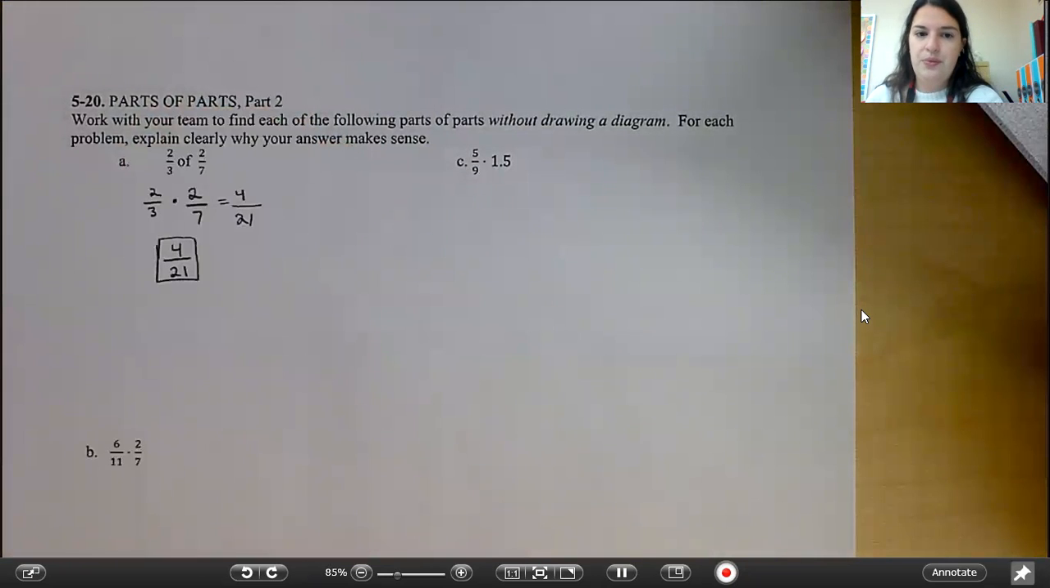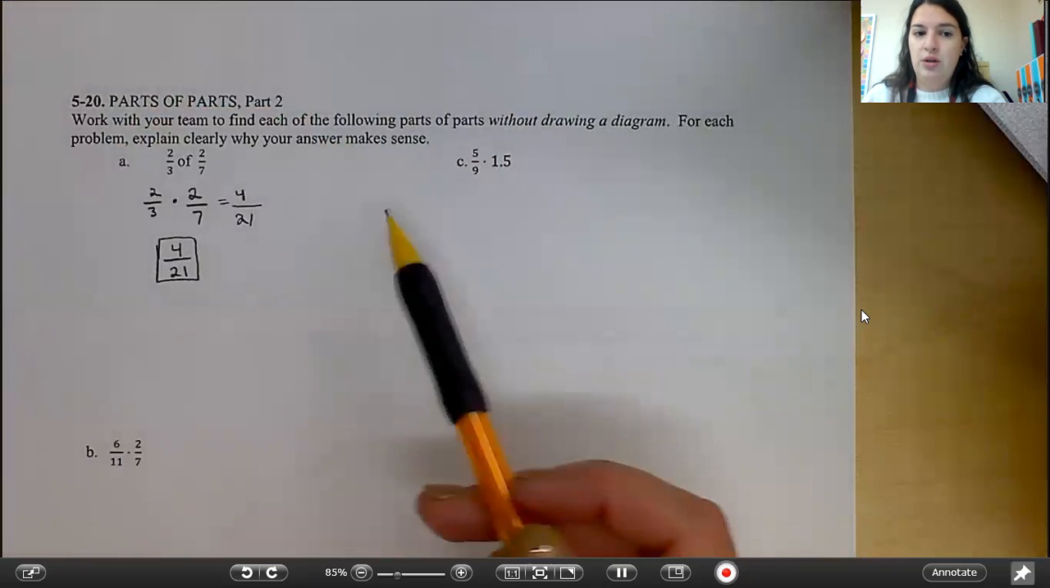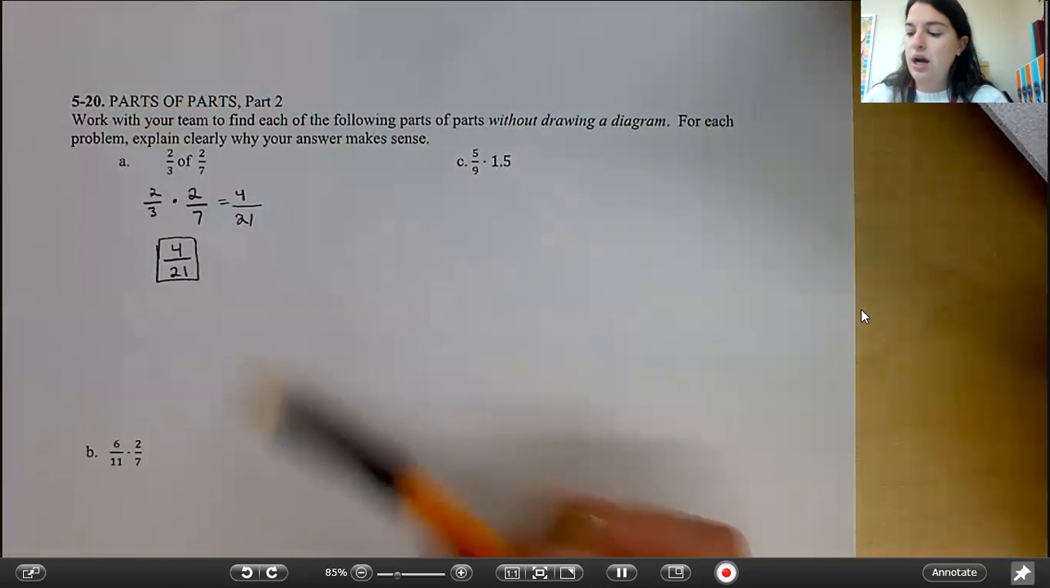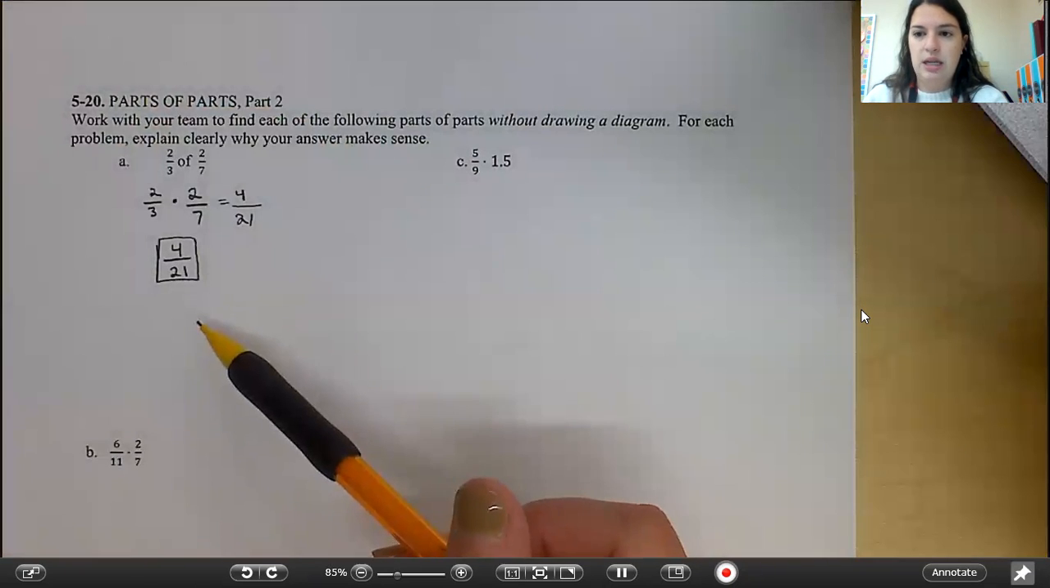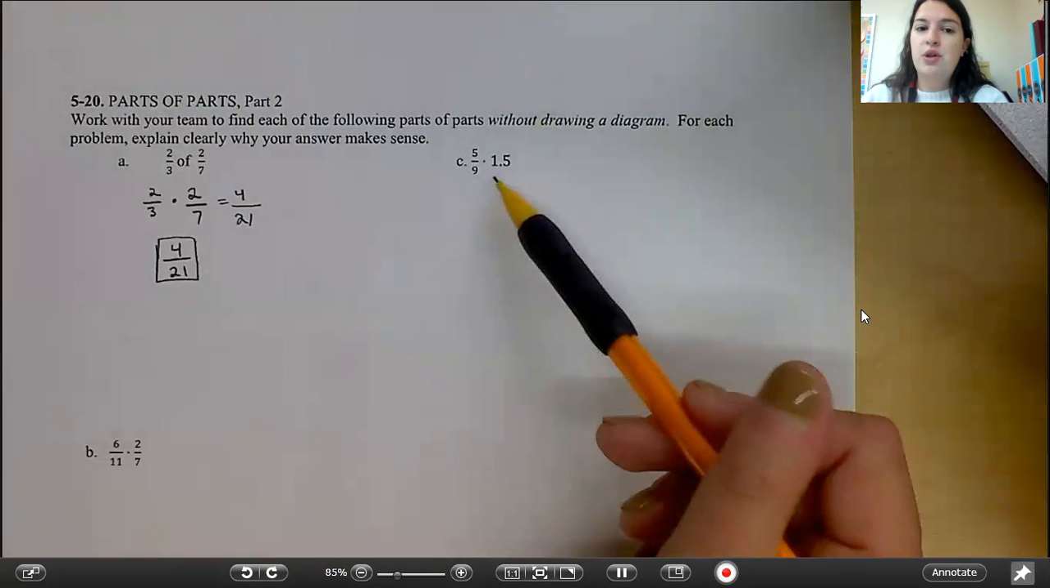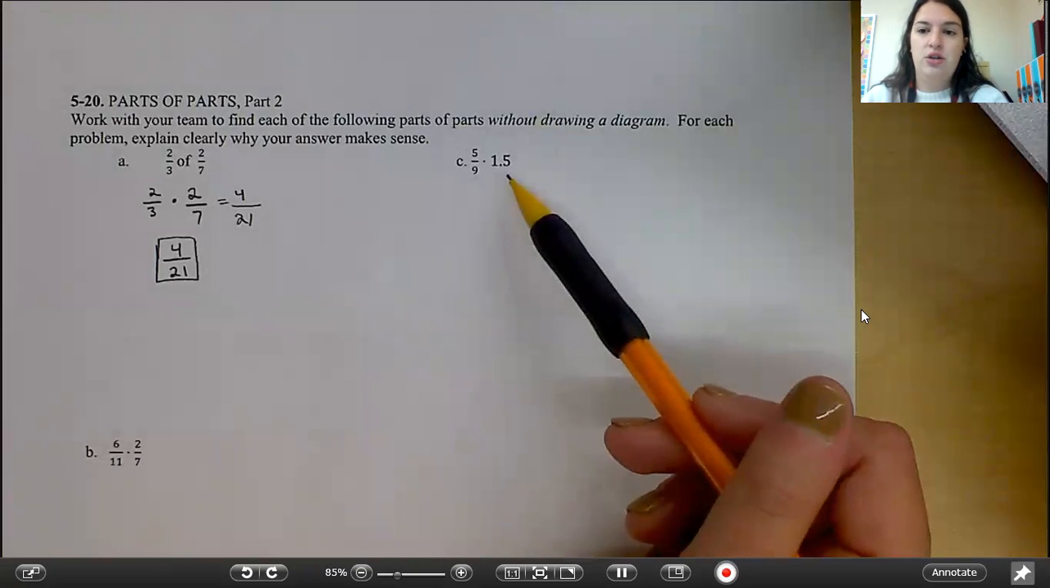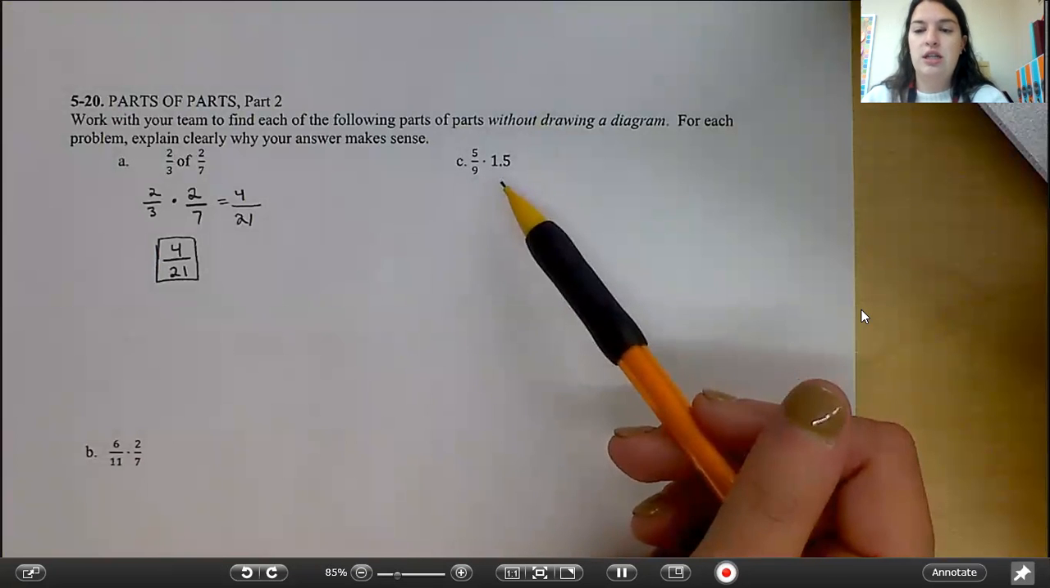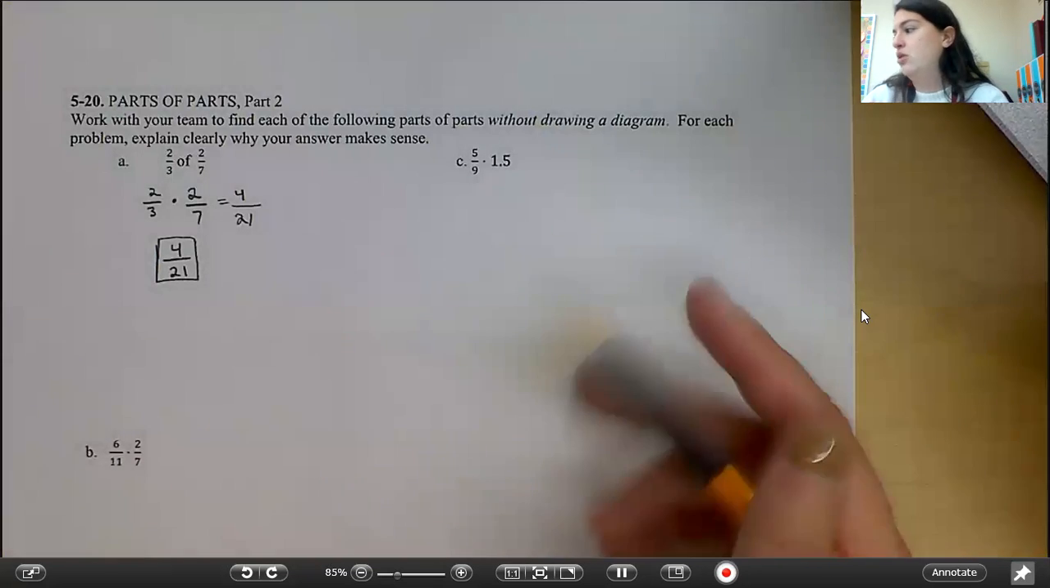Box your answer. For each problem, explain clearly why your answer makes sense. So now I would like you to explain why this makes sense. When you're done explaining, you are going to answer B and C. Be careful with C because it is a decimal. You want to change that decimal into a fraction before you begin to solve.